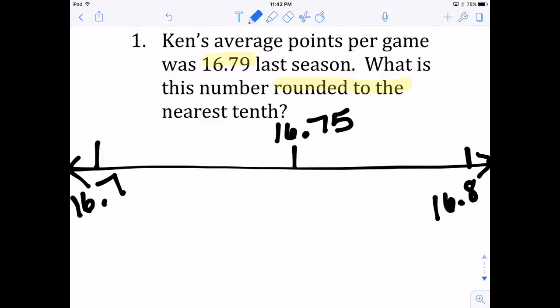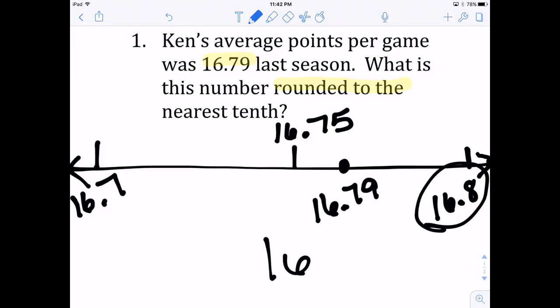Now, if we're going to put our number on our number line, somewhere right about here would be 16 and 79 hundredths. That is closest to 16 and 8 tenths. So either one of these methods would work. Either way, you're able to figure out that his points would round to 16 and 8 tenths.